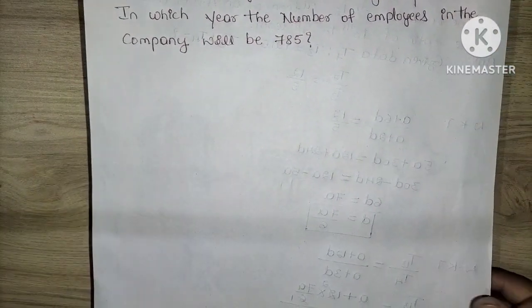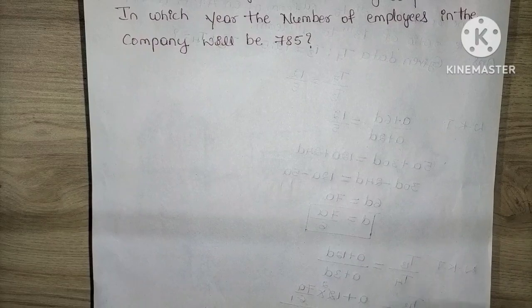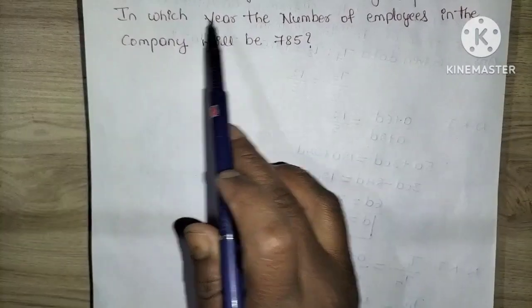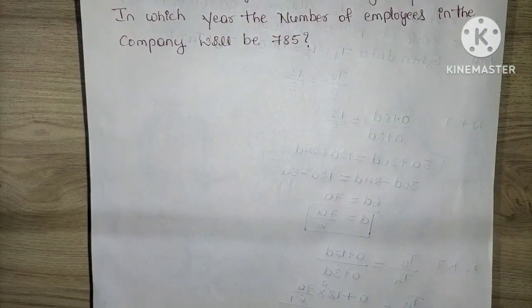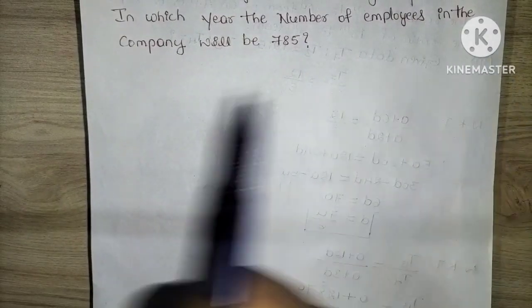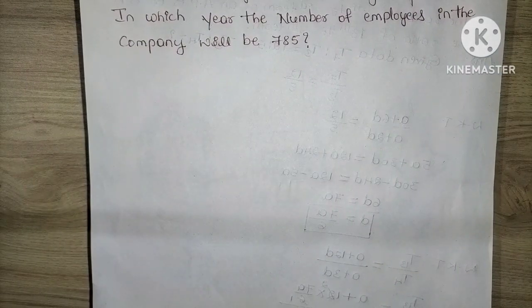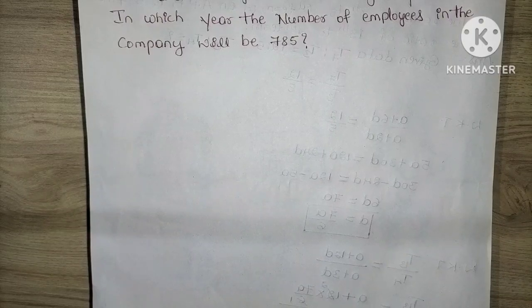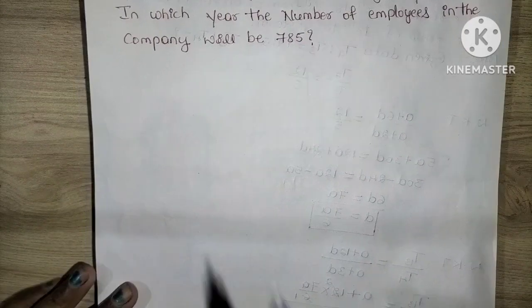A company employed 400 persons in the year 2001, and each year increased by 35 persons. So they are saying every year it will increase by 35 persons. So in which year will the number of employees in the company be 785? The final year employees are 785, they have given. We have to find out in which year the number of employees in the company will become 785. So that is what we have to find out here.